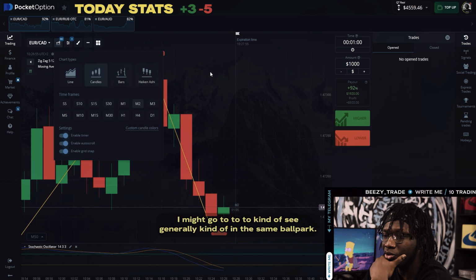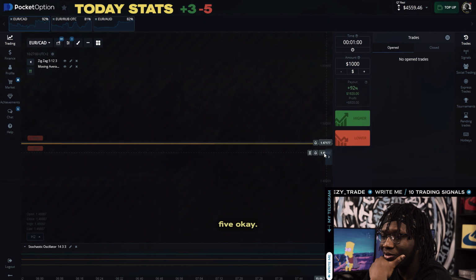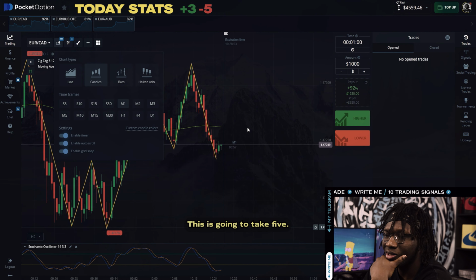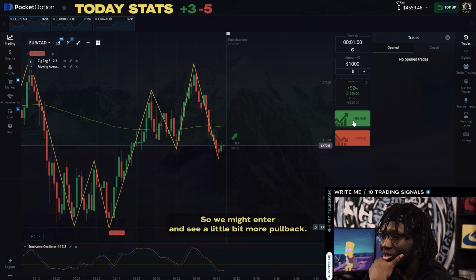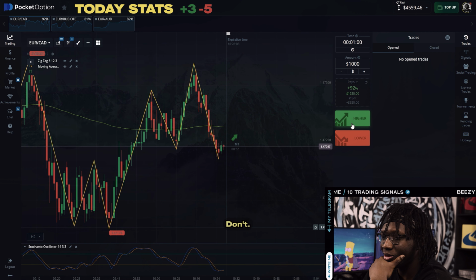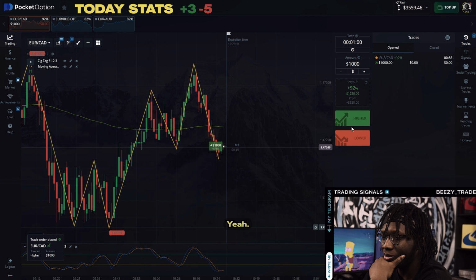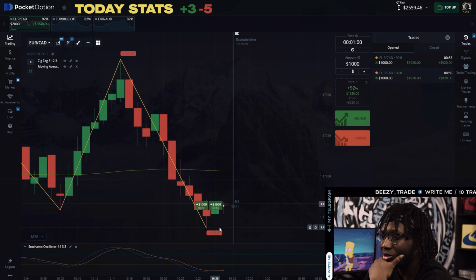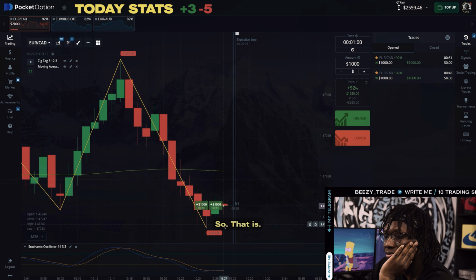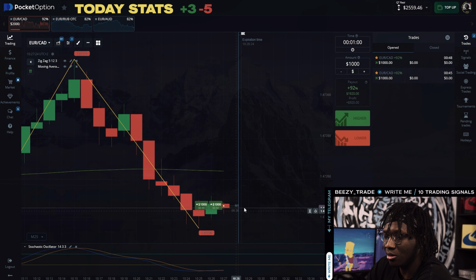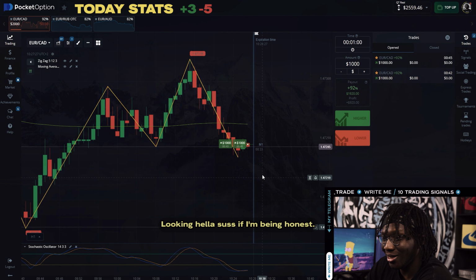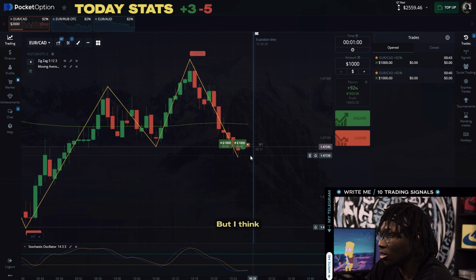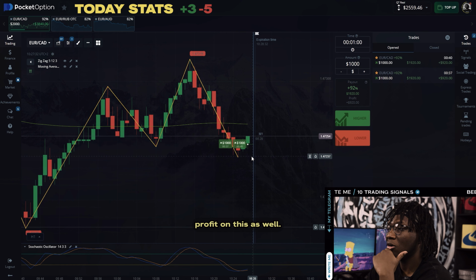I might go to M2 to kind of see generally, kind of in the same ballpark. M5. Okay, this is gonna take forever. All right, so we might enter. I want to see a little bit more pullback now. Yep. Maybe another. Yep. Okay, so I think we almost entered at the same time with both of them. So that is looking hella sus, if I'm being honest, but I think we might take profit on this as well.